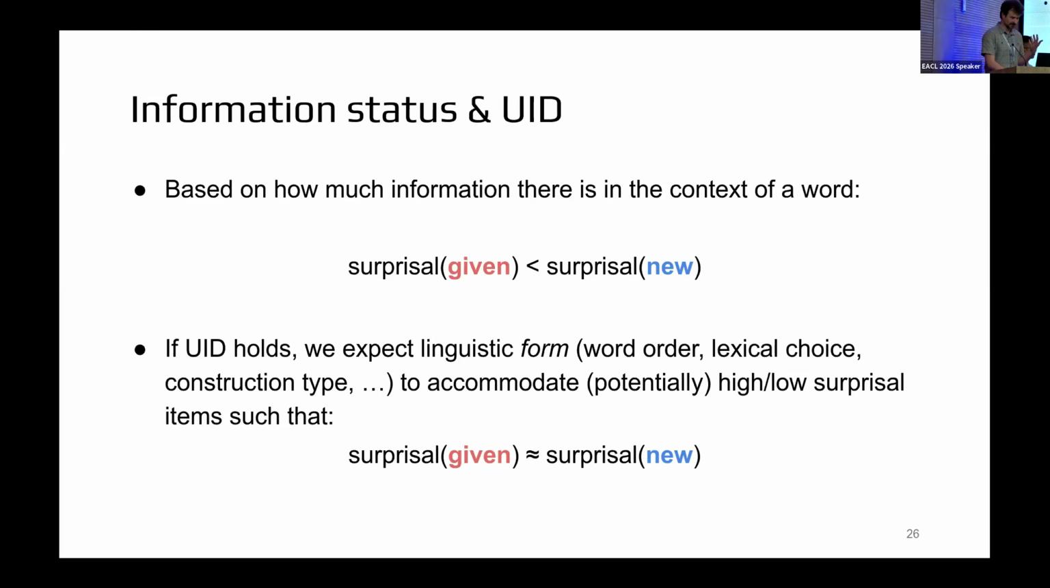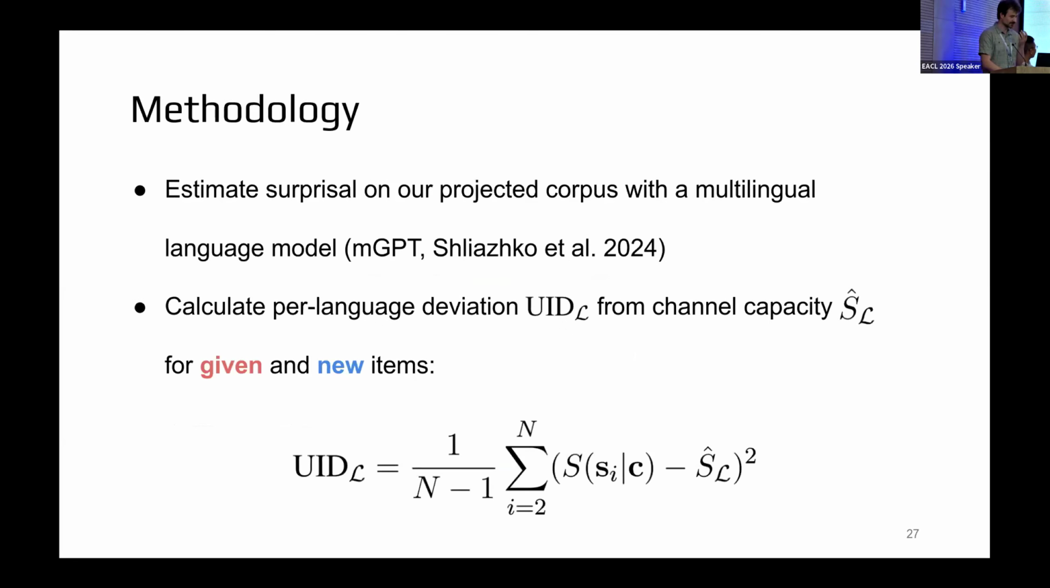Yeah, which I think was also obvious from the first example that this could potentially be the case. So in order to test this, we estimate surprisal on our corpus with a large multilingual language model, mGPT. And we calculated the per language deviation from the channel capacity for given and new items. The channel capacity here is just the average surprisal of words in one language.